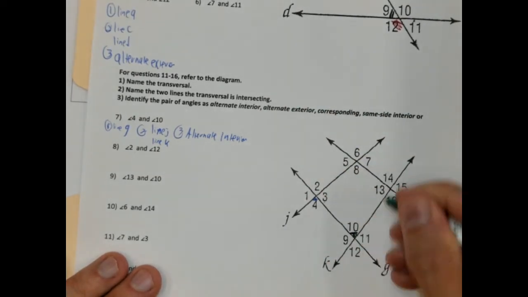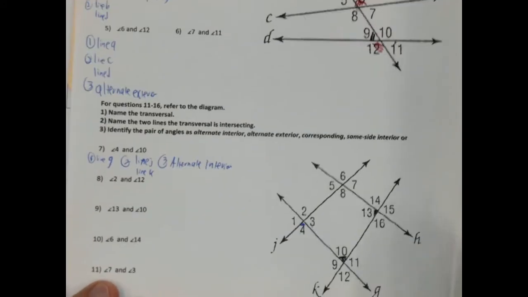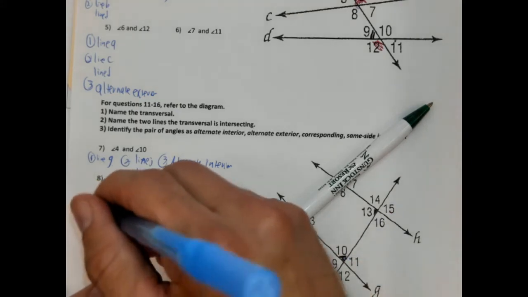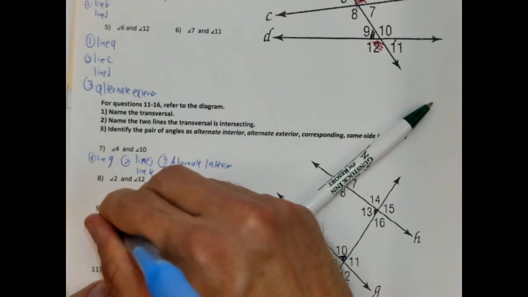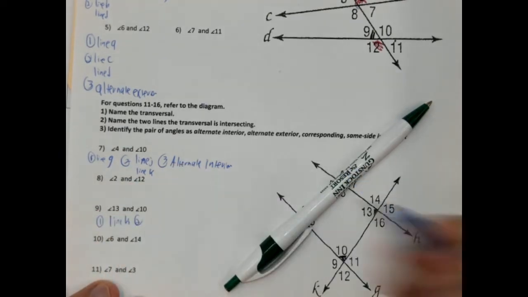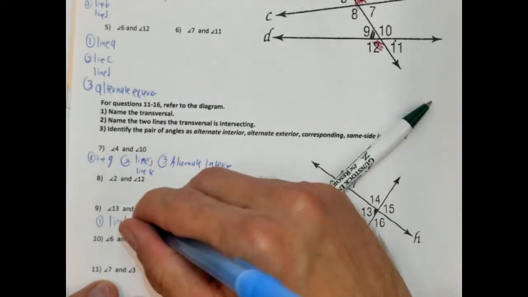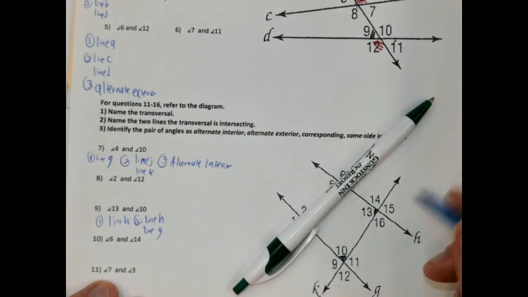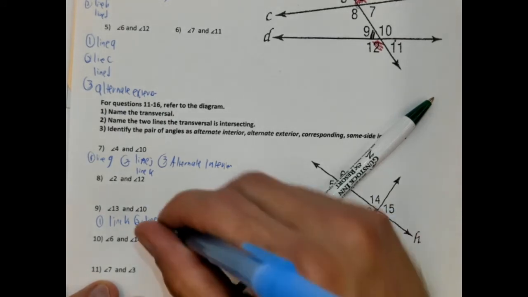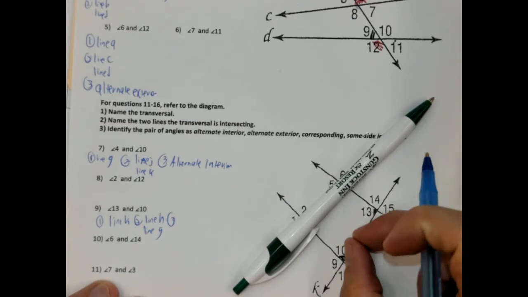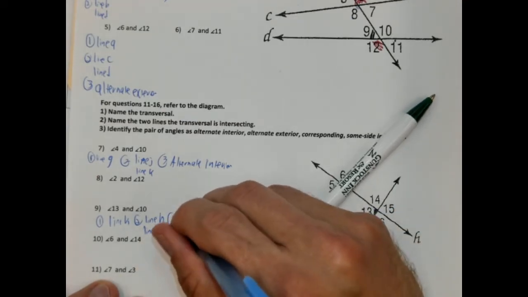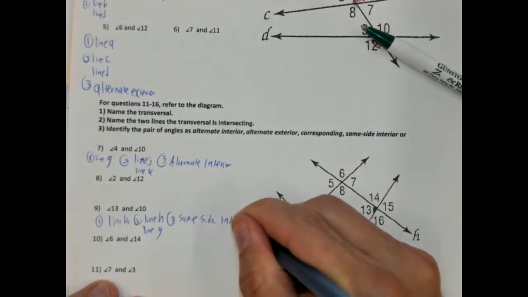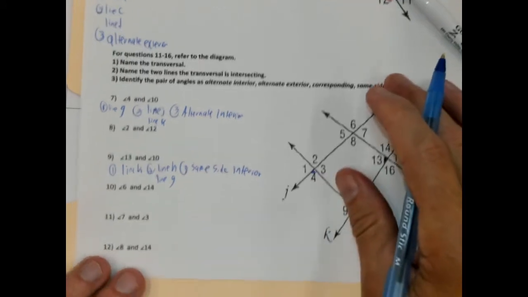Number 9, angles 13 and 10. So we have 10 again, but this time we're using 13. Ignore that one, I guess. The transversal is going to be this line here, line K. The 2 lines it intersects are H and G. And then the angle relationship would actually be same side interior, also known as consecutive interior, because they're both on the interior and they're on the same side of the transversal. Still not a whole lot of room to write this. Probably should have spaced this out a little more.